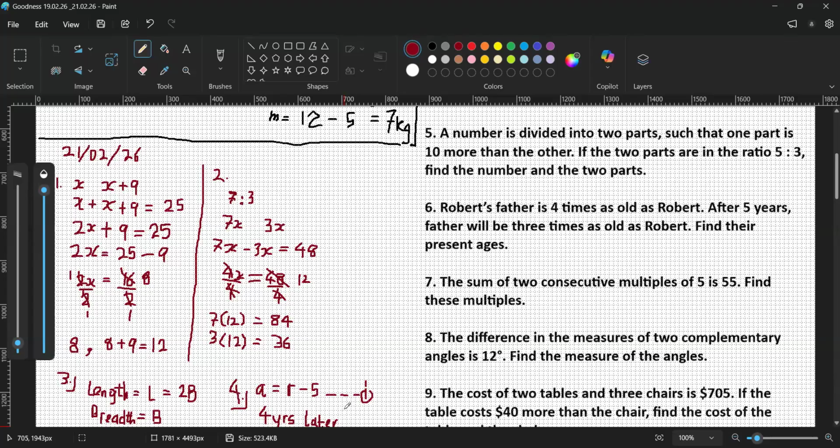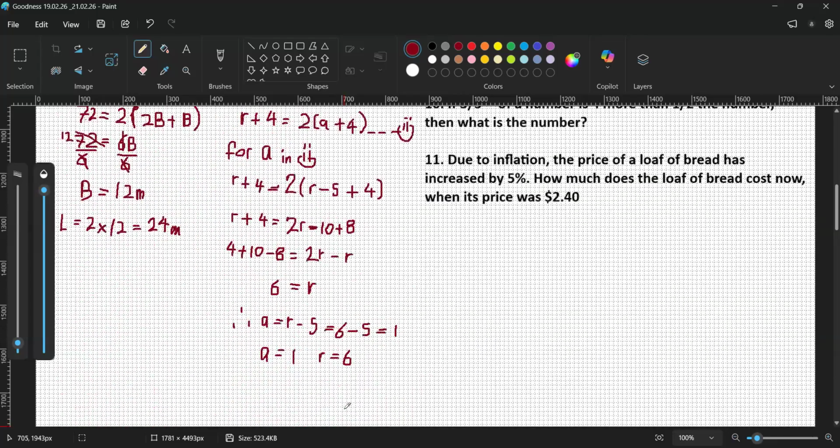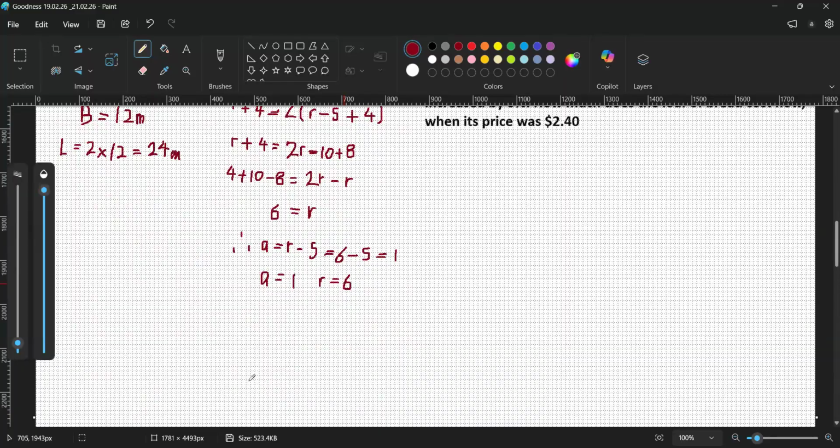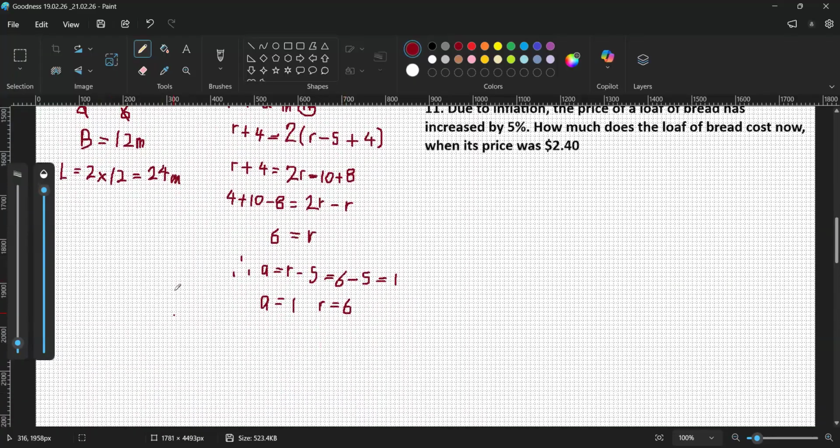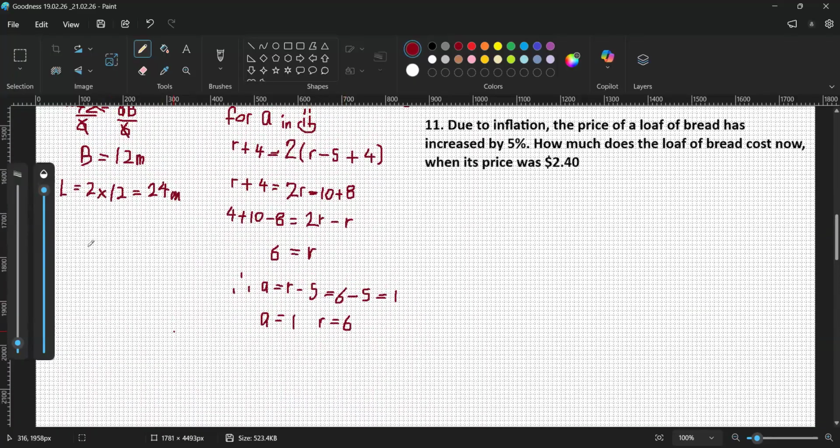Wait, so let me see something here. It says one part is 10 more than the other. Okay, so let's just take the question one step at a time. A number is divided into two parts, such that one part is 10 more than the other. So okay, I think I understand where you're coming from with the minus, because even though they said divided, somehow there's a form of subtraction that is implied.